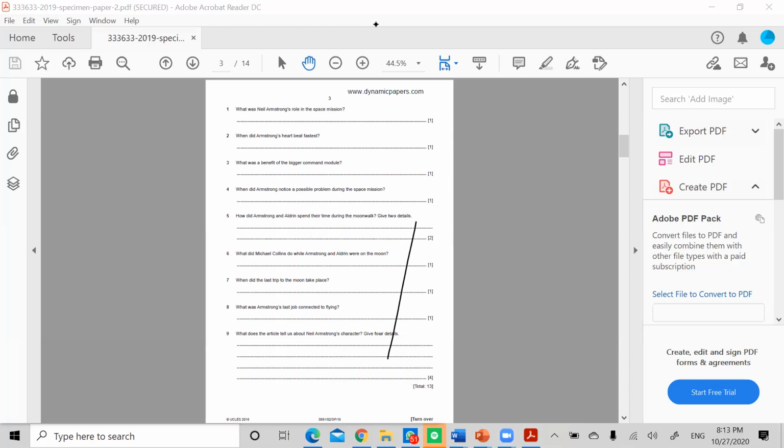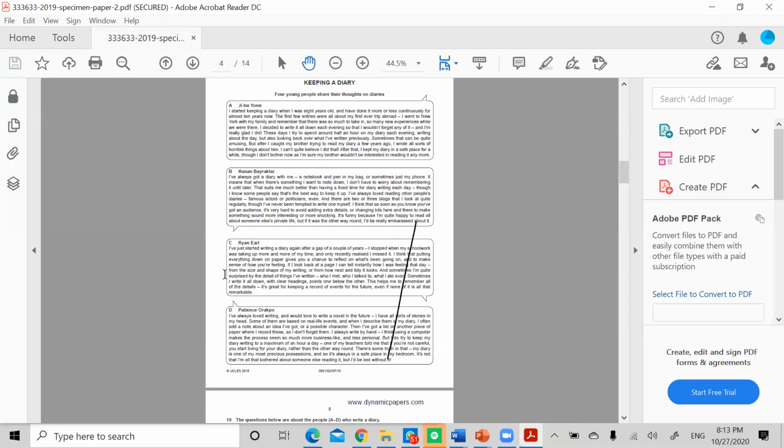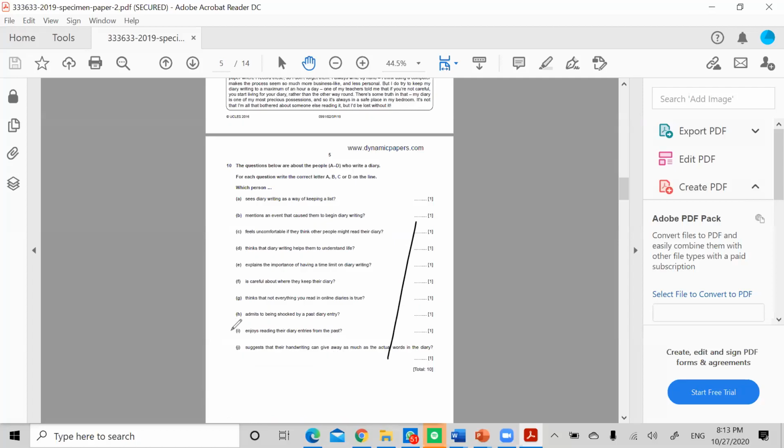Matchmaking exercise. The same text again. You're going to find four people speaking for the extended, as for the core, they are only three. The number of questions again is the difference. The same questions, except for the last two questions. For year nine, you are going to have eight questions. For year 10, you're going to have 10 questions.